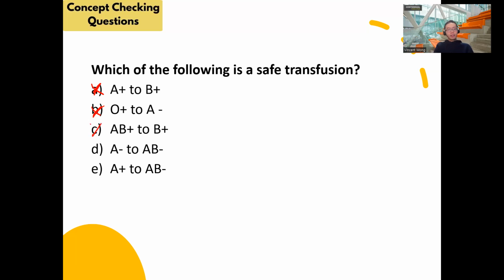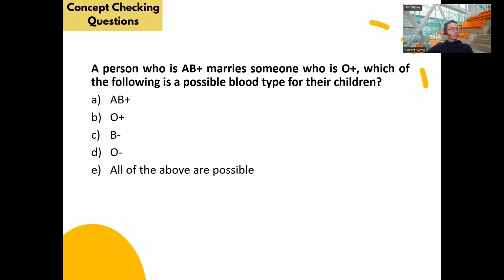C is not safe. AB cannot be given to B. The B has anti-A in them. This one is safe. A can be given to AB and negative can be given to negative. No problem there. A positive to AB negative, that is not safe. Even though A can be given to AB, positive cannot be given to negative. So there was only one answer, which is D. Do we have more? Oh, here is another one. Go ahead.